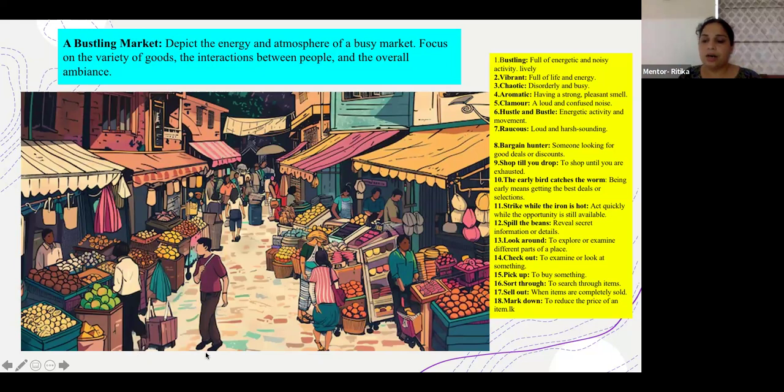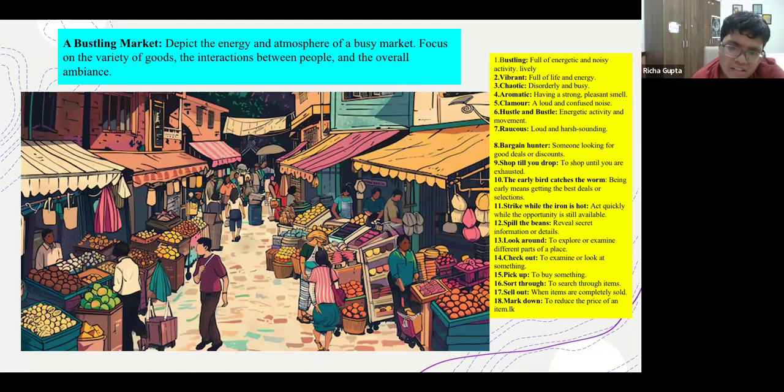Now, how would you write the conclusive lines then? How will you close it? As a conclusion, I would say this bazaar makes me feel very nostalgic, reminding me of the past. I wish to come to this place again.